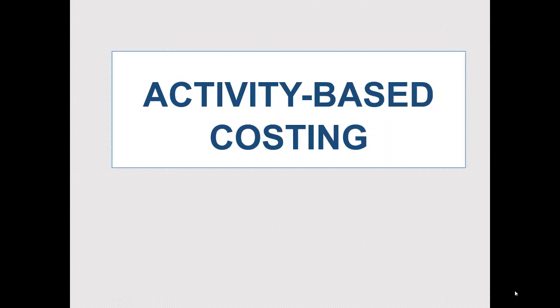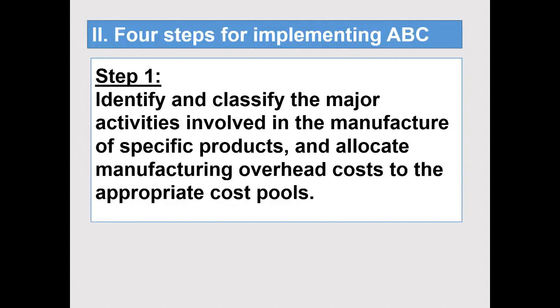Before we begin an example that demonstrates the basics behind activity-based costing, let's review the page in your lecture notes that just shows you 4 basic steps for implementing ABC. In step 1, you will identify and classify the major activities involved in the manufacture of specific products and allocate overhead costs to the appropriate cost pools.